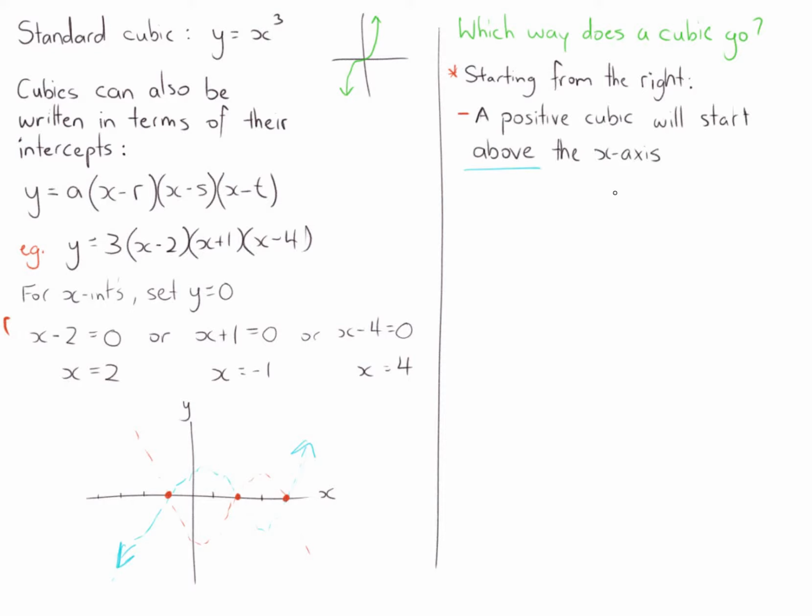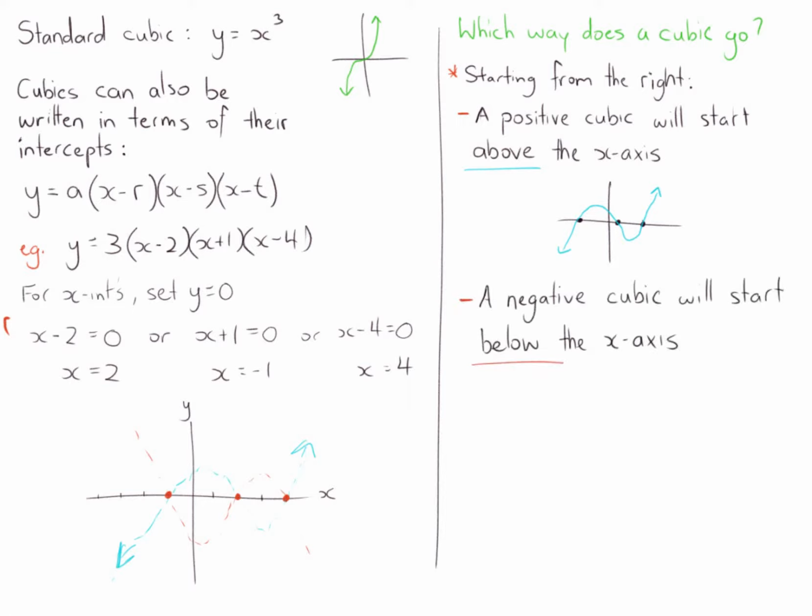So a positive cubic will start above the x-axis, and if we know that the 3 intercepts are here, here, and here, it will look a little something like this. It will start above the x-axis over to the right, and then cut through our 3 x-intercepts. On the other hand, a negative cubic will start below the x-axis when we start from the right hand side. So if we had those same x-intercepts at these 3 points, but it was a negative cubic, we would start down below the x-axis on the right hand side, and our cubic would then cut through these intercepts like so. Okay, so this was our positive cubic, and this is the shape of our negative cubic.